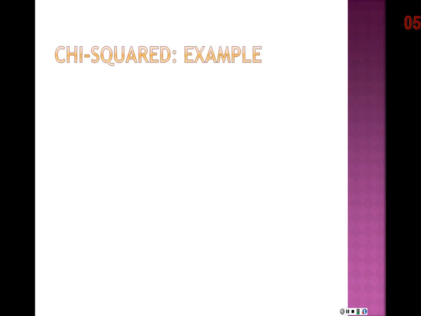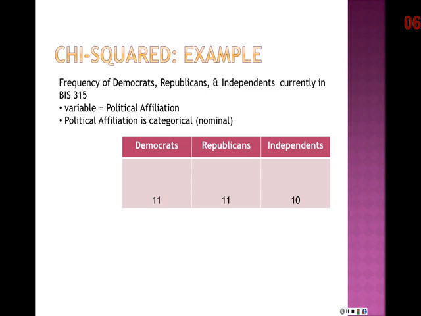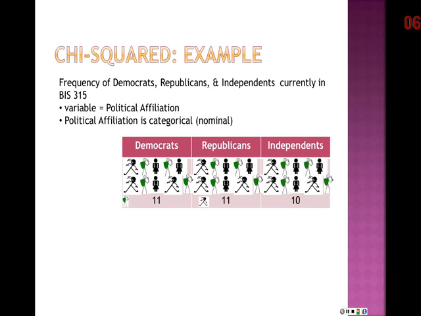So let's use an example. Say we're interested in the frequency of Democrats, Republicans, and Independents currently in BIS 315. So our variable here is political affiliation, and political affiliation is categorical, or in this case nominal, right? So political affiliation is Democrats, Republicans, and Independents. And so let's just take a frequency here, right? So say we have 11 Democrats, 11 Republicans, and 10 Independents.